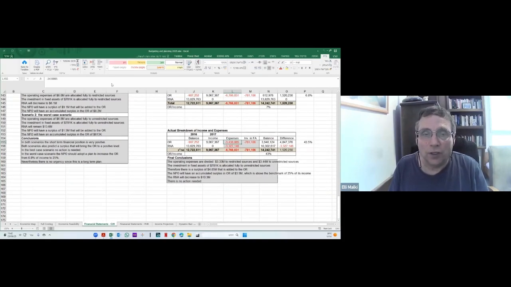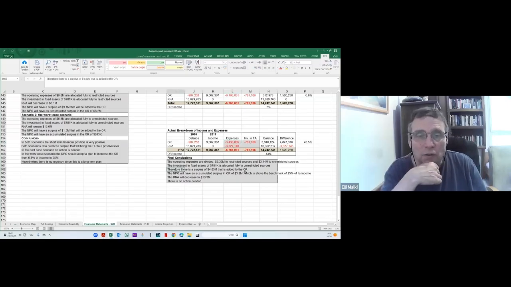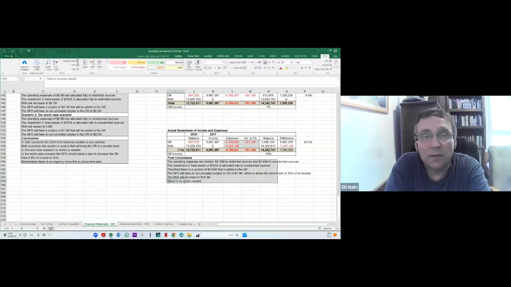And the final conclusion: the operating expenses are divided 3.3 and 3.4. Investment is fully allocated to unrestricted sources. So therefore, there is a surplus of 4.85 that is added to the operating reserve. So the non-profit will have an accumulated surplus of 3.9, which is above the benchmark of 25%, and RNA will be decreased to 10.3. So there is no action needed. Financial strategy goals were fully achieved, and we just need to keep it in that range.